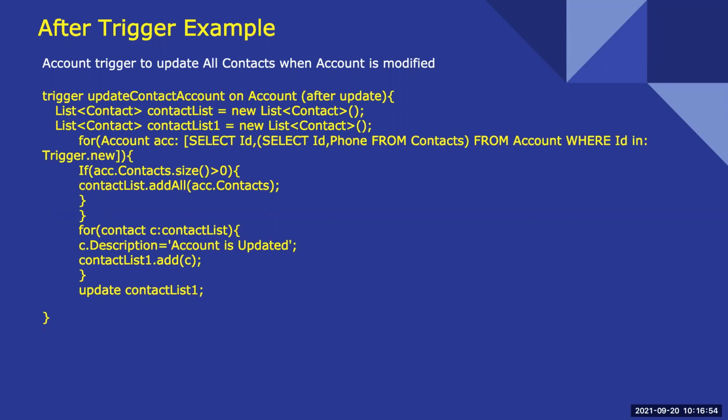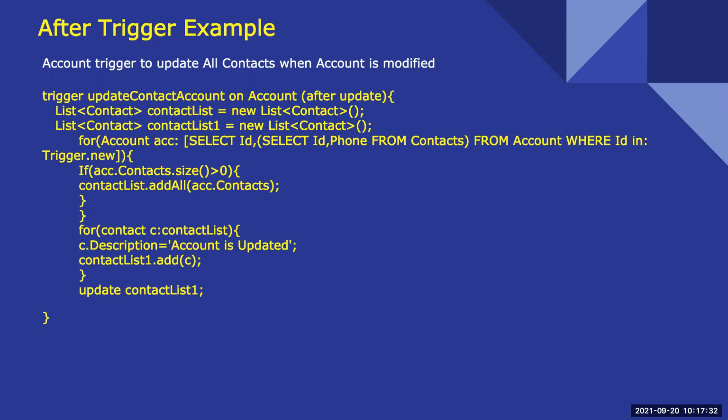And then we have fired a query. We have fetched all the contacts from the account object, where ID is the new account which is being modified right now. So for example, X account is being modified. We have taken all the contacts from that account, and we are doing contactList.addAll for the contacts. In simple words, fetch all the contacts from the account which is being modified right now, and add them to the contact list.